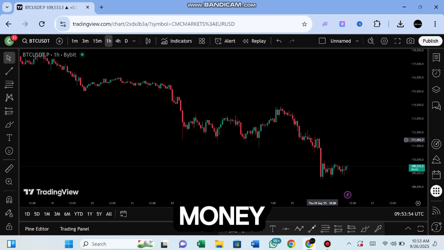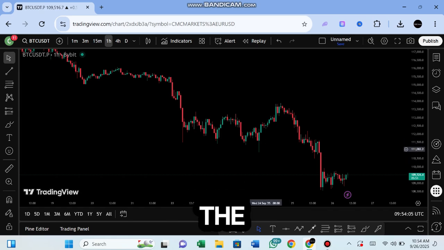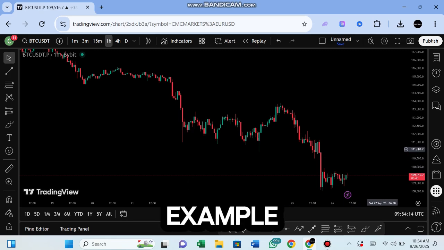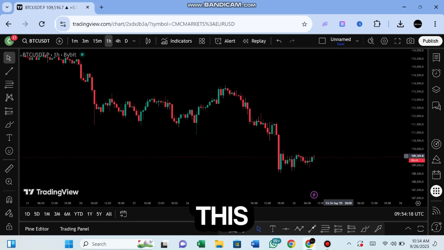Liquidity simply means money. And where is this money resting? It rests at places where people put their stop losses, buy orders, limit orders, and all those places. So the idea is very simple. You just have to look for those places where normally retail traders will put their stop losses or their buy orders. For example, if you look at this particular chart, you predict that this BTC wants to go down, and you want to short the coin.